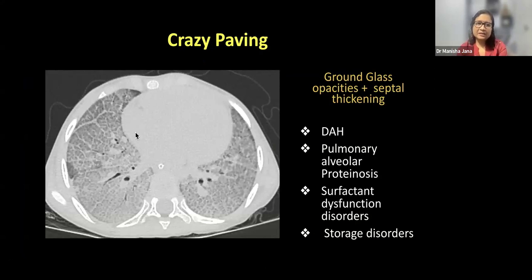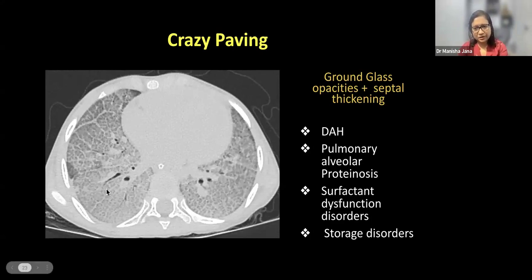Next, white pattern is called crazy paving. So crazy paving is simply like once you have that mosaic kind of floor or different kind of attenuation closely spaced side by side. So this is ground glass opacity plus septal thickening. So this is what is known as crazy paving. The causes may be many. It can be PAP or pulmonary alveolar proteinosis. Again, the causes of PAP are numerous.